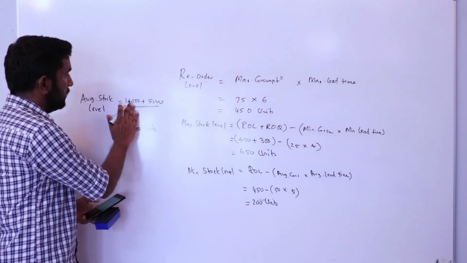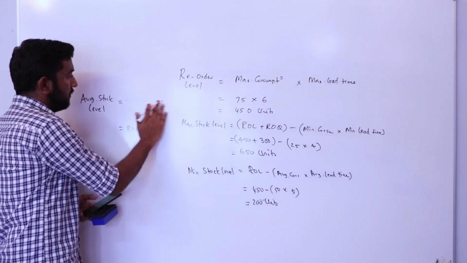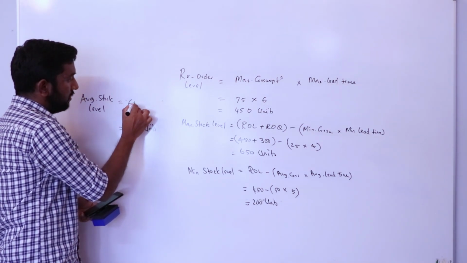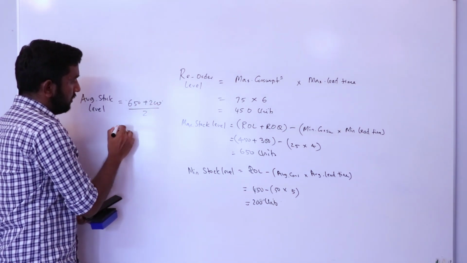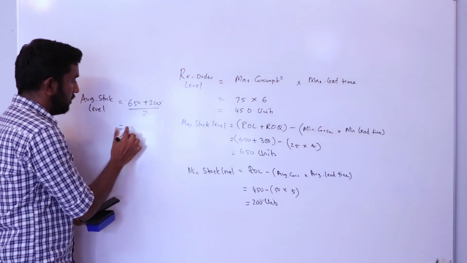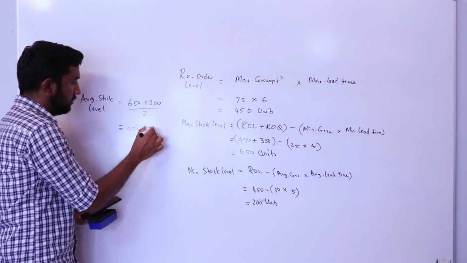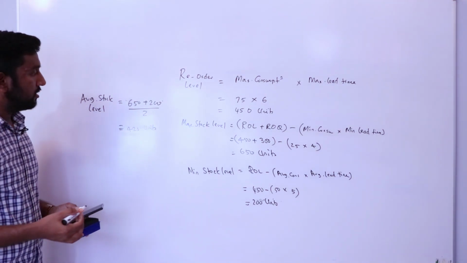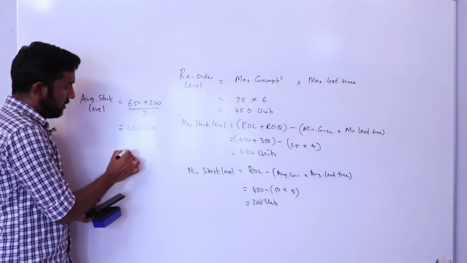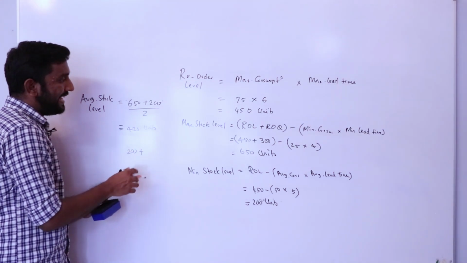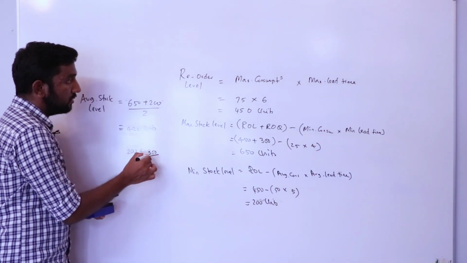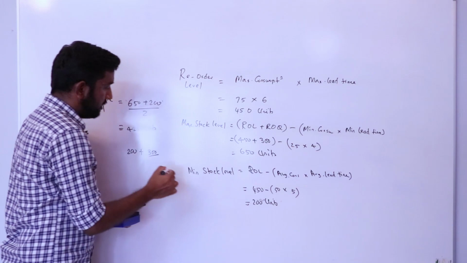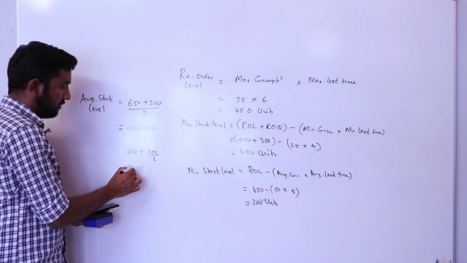So for this one, the average stock level is 650 plus 200 divided by 2, right? So 850, then 425. Or what is the other equation? The other equation is what? Minimum stock level plus EOQ divided by 2. So EOQ is 300, right, which is reorder quantity. So 150.